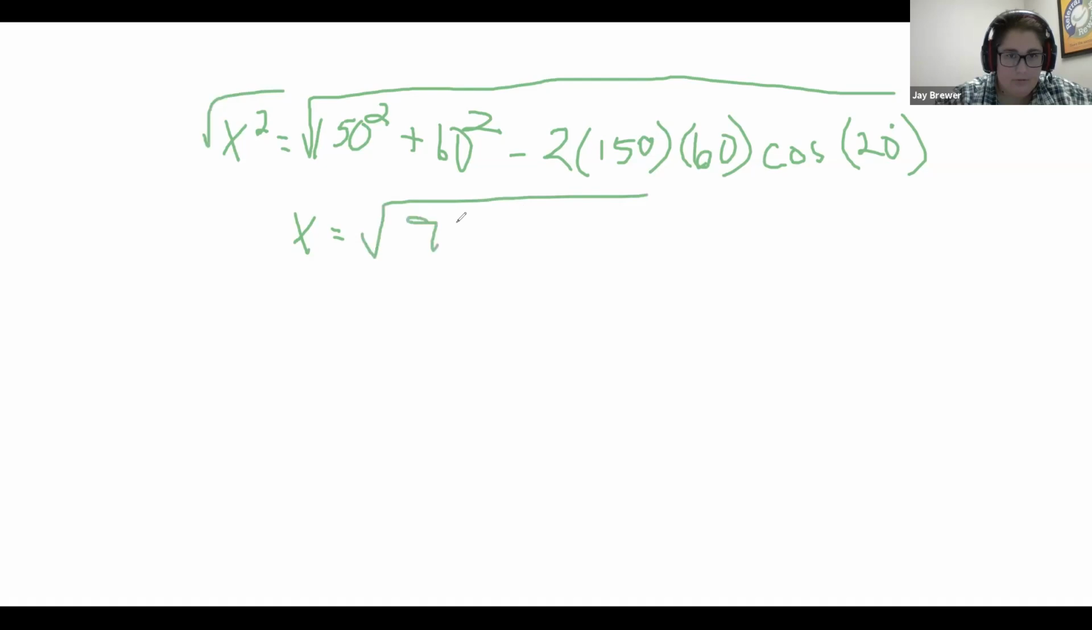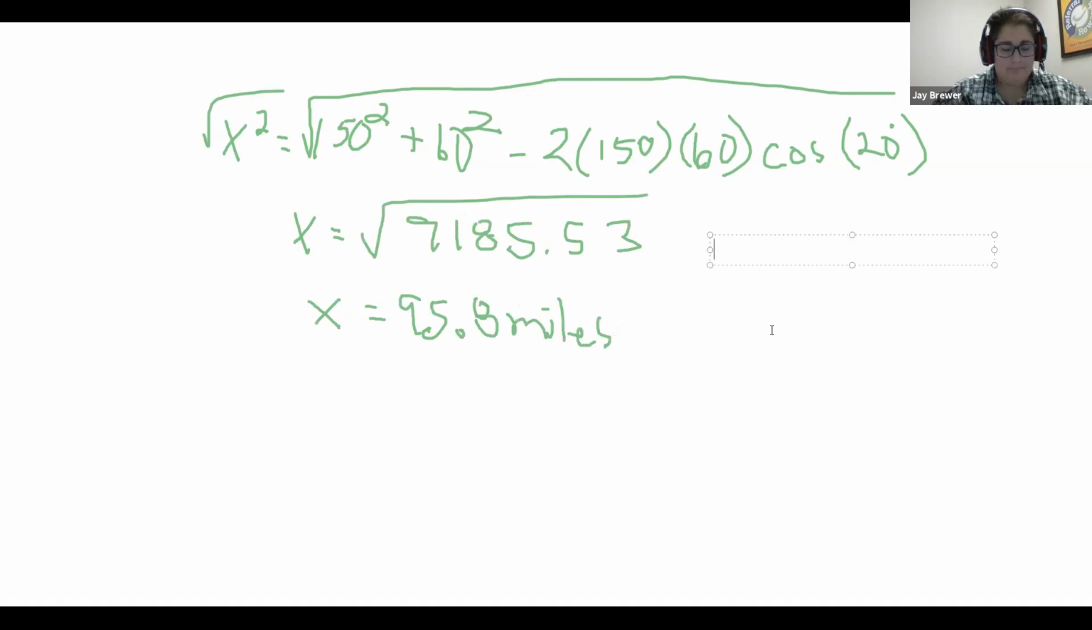This ends up working to 9185.53 under the radical, which leaves you with x is approximately 95.8 miles. When you write it out, the sailboat is about 96 miles from Key West.